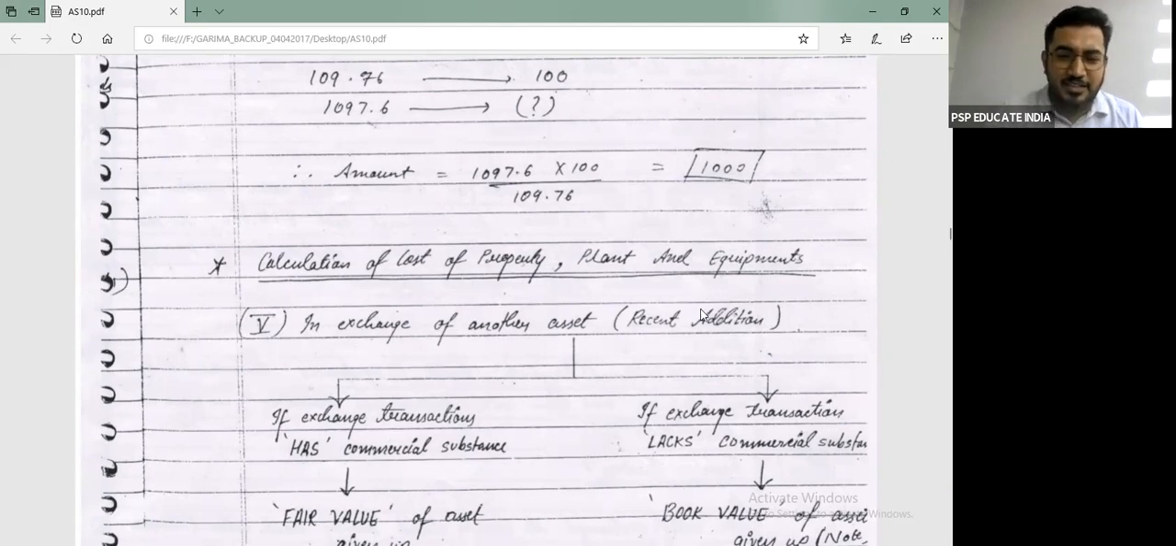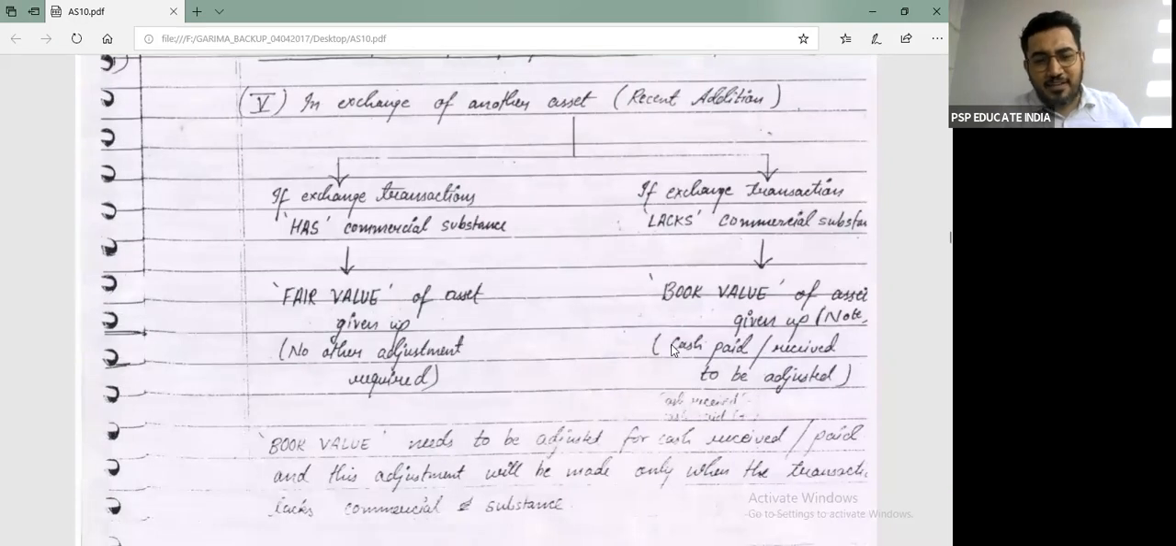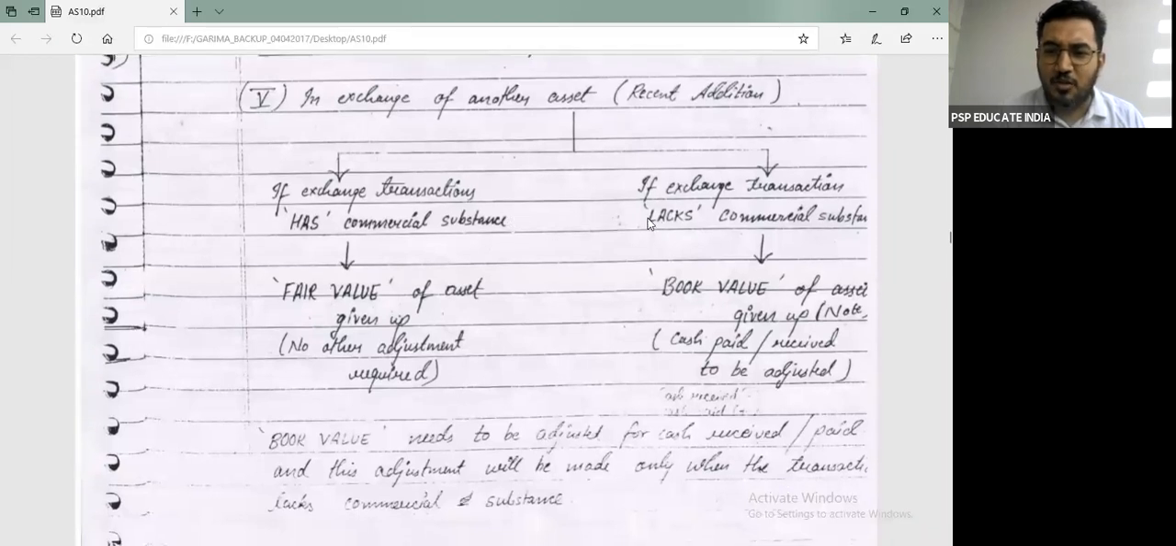Now they have divided this into two concepts. One says that the transaction has commercial substance, and the other one says that the transaction lacks commercial substance. So very important point, underline the word has commercial substance, also underline the word lacks commercial substance. Okay, now please understand what is the meaning of the word has commercial substance.